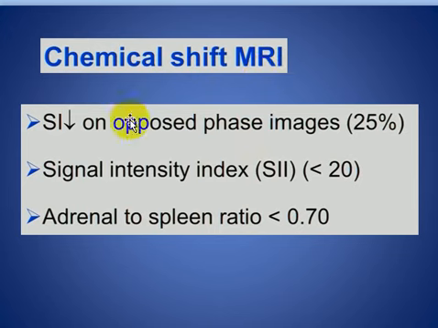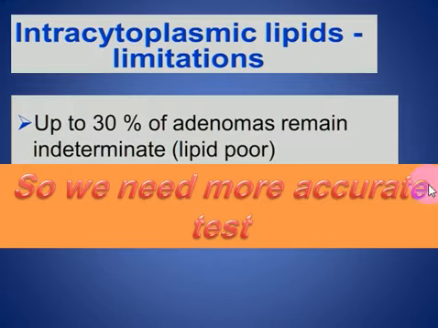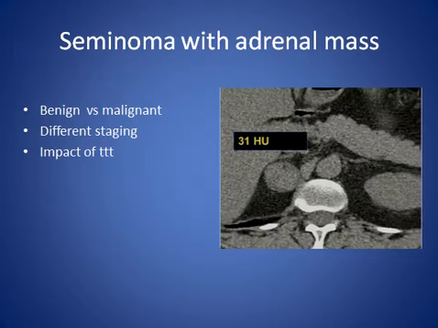Chemical shift MRI: signal intensity decreases on opposed-phase image by 25%. Signal intensity index is less than 20, and adrenal to spleen ratio is about 0.7. Intracytoplasmic lipid limitation: up to 30% of adenomas remain indeterminate, lipid-poor. So we need more accurate tests to determine whether this mass is benign or malignant.